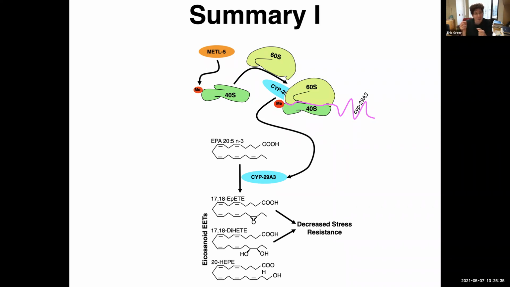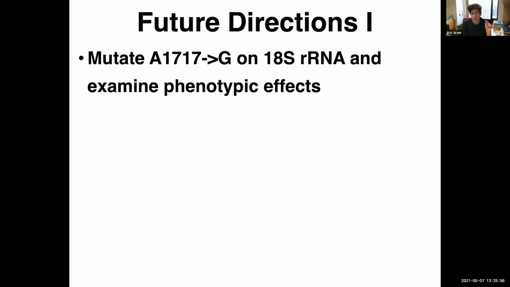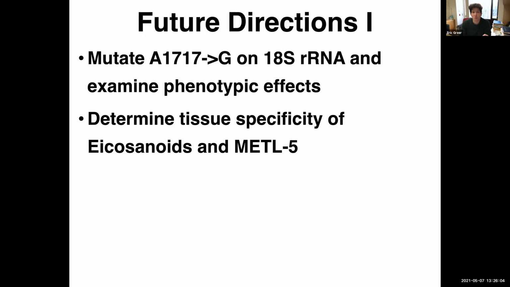So this is quite amazing that we identified this enzyme which is able to methylate a single residue on the 18S, and this is able to have these really dramatic consequences in terms of stress resistance and production of lipids. So we're pretty excited about this project, and there are a number of next step questions which we're currently trying to pursue. We're very interested in mutating this specific adenosine on the 18S to examine whether that alone is sufficient to recapitulate these phenotypes. We also want to examine where throughout the worm these enzymes and these lipids are functioning, where the lipids are being produced, where they are signaling to.